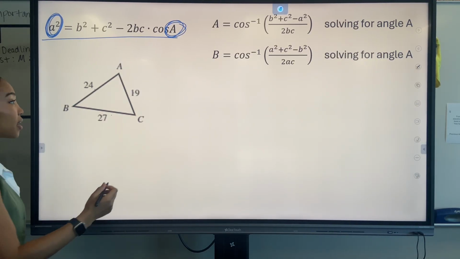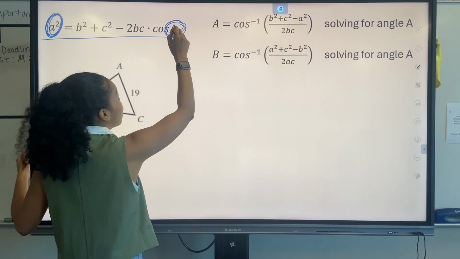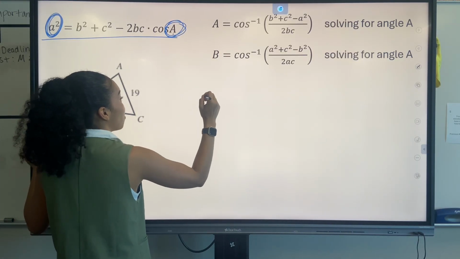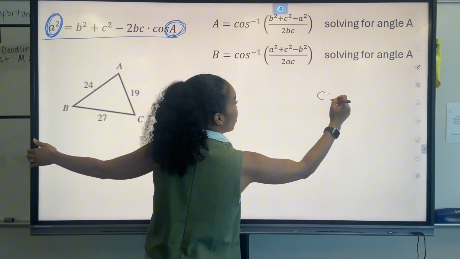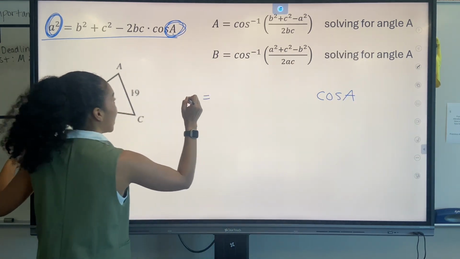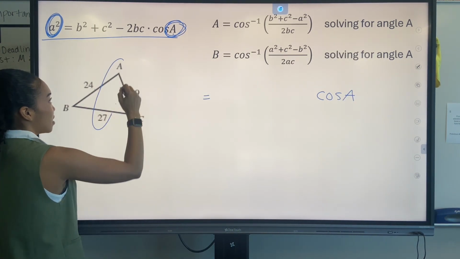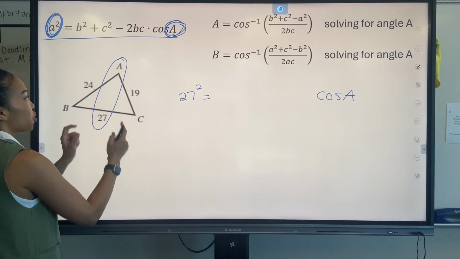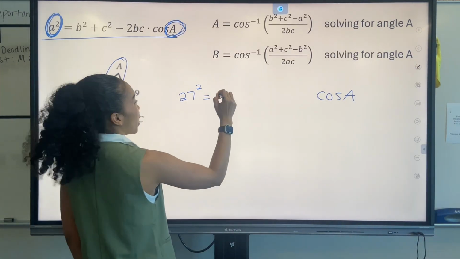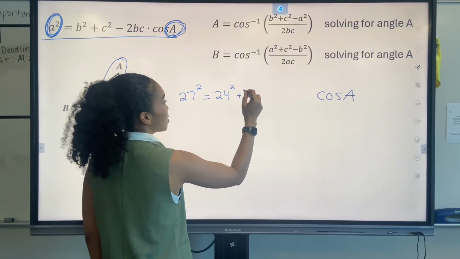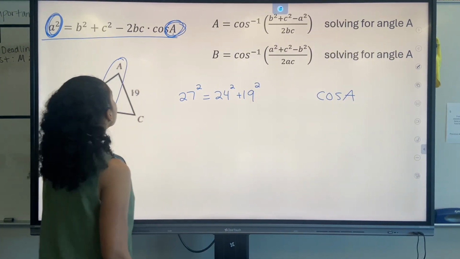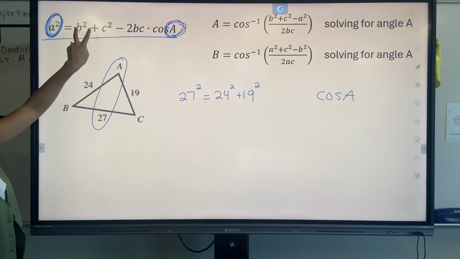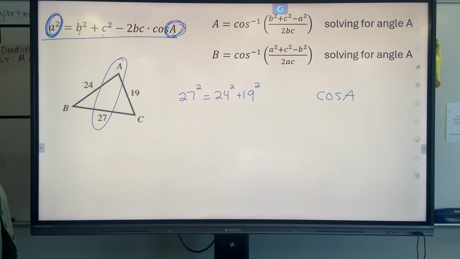A? Okay. So we're going to look for angle A. So that means if we're looking for angle A, then side A needs to go out here. And side A is 27. 27 squared equals, you're going to do the other sides squared. So I have 24 squared plus 19 squared. That's what your formula wants. It wants the other two sides squared.